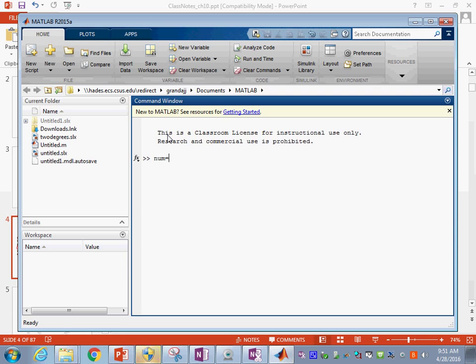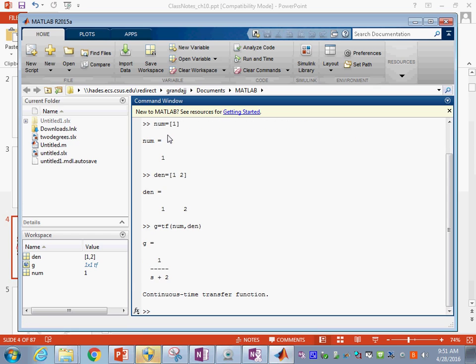So the numerator is going to be 1, like that. And the denominator is going to be equal to s plus 2, right? So this is a 1, and then we're going to put the 1, and then a 2, and then we're going to close this. Fine. So now we're going to say transfer function g is equal to the transfer function of the numerator and the denominator. At this point, the variable g becomes a transfer function variable with a value as displayed on the screen. You see right there? Okay.